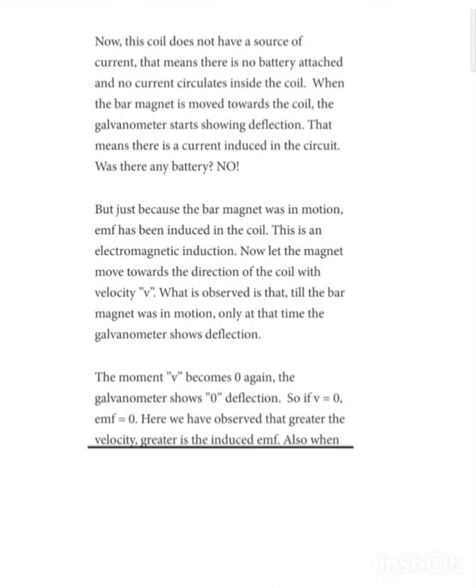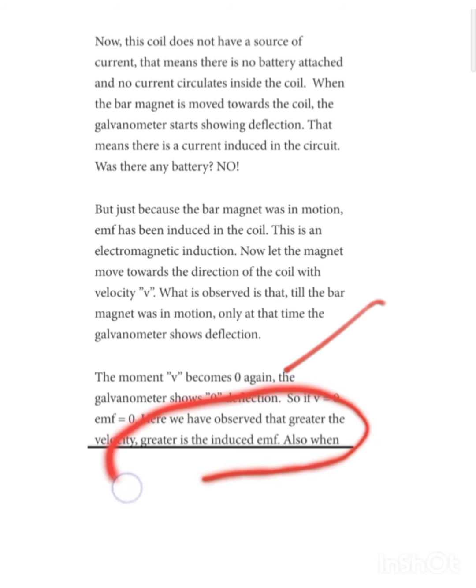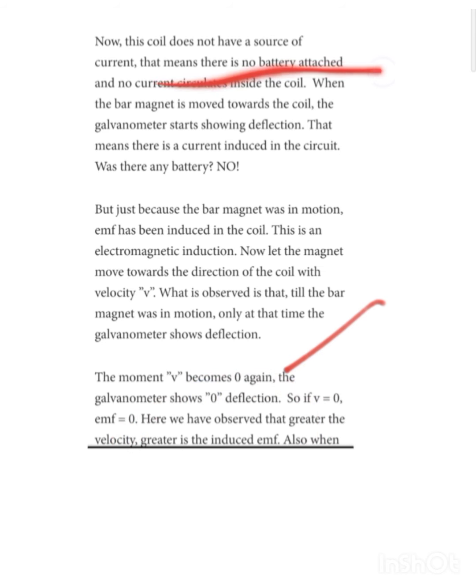So if the value of V is 0, then definitely the value of deflection is also 0, value of current in the galvanometer is also 0, magnetic flux is also 0. Okay, there we have an observation that greater the velocity, greater will be the induced EMF. Or we can say that there is no battery attached and no current circulated inside the circuit. When the bar magnet is moved toward the coil, the galvanometer starts showing deflection. That means there is a current induced in the circuit.